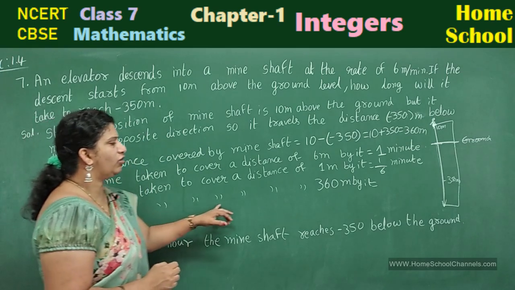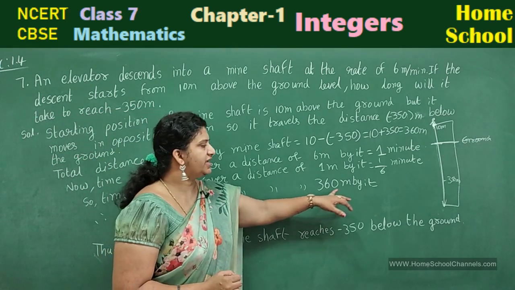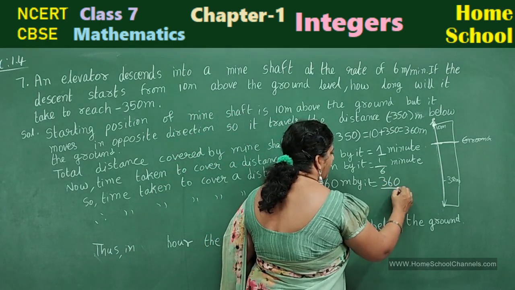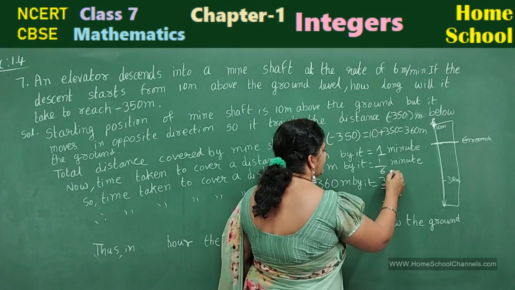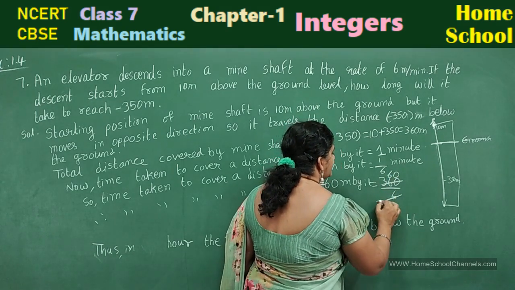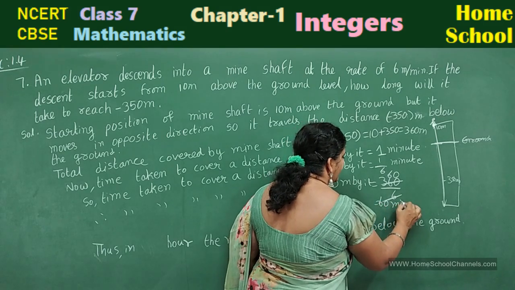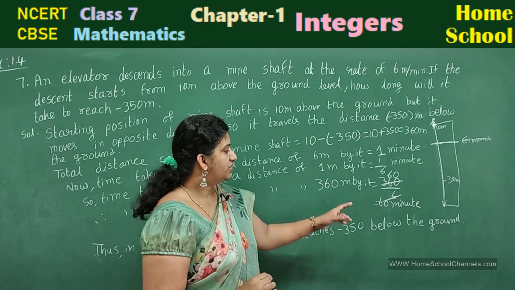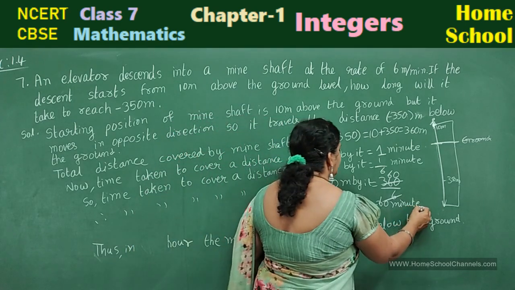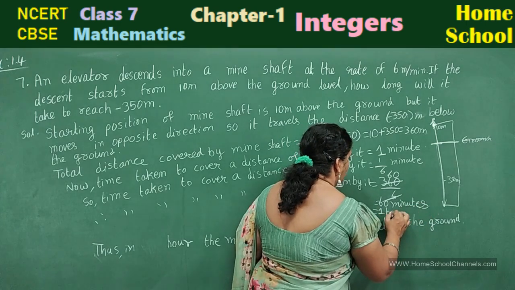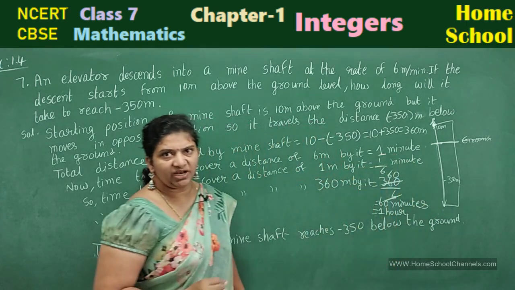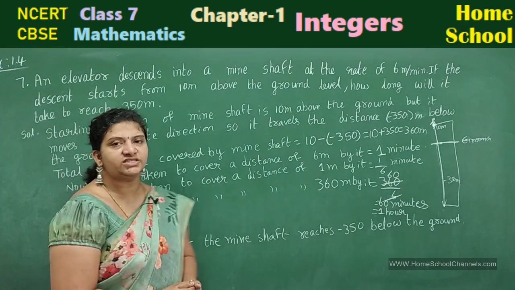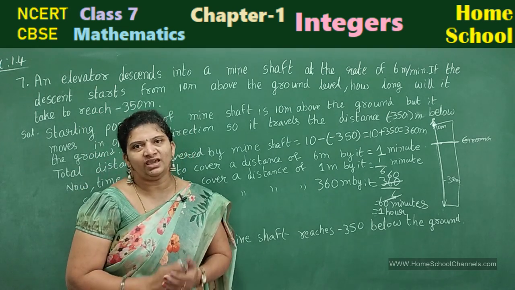Therefore, the time taken to cover a distance of 360 meters is 360 divided by 6. 6 sixes are 36, so that is 60 minutes it takes to reach minus 350 meters. 60 minutes is nothing but 1 hour. 1 hour is 60 minutes. Thus, in 1 hour, the mine shaft reaches minus 350 below the ground.